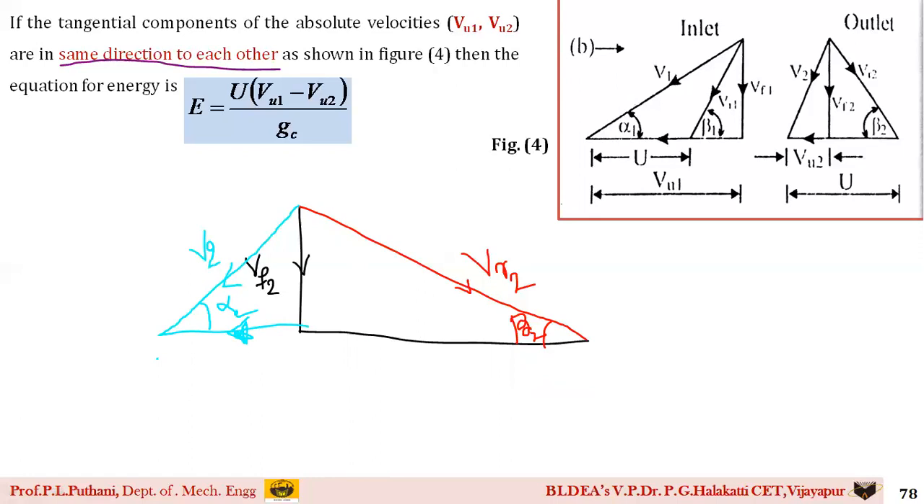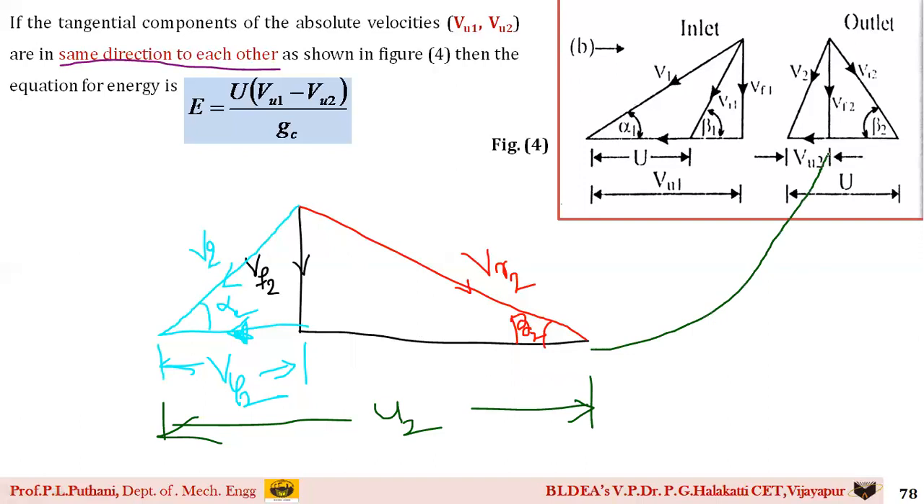From VF to V2, this will be your VU2 now. This will be your VU2. And from V2 to VR2, this is your tangential speed. This same sketch you can see here right now. This is that particular triangle. So when it turns to the other side, the tangential velocity is in this direction for the inlet, and for the outlet also it is in the same direction. So that is the case. Here the energy equation becomes (U1 VU1 minus U2 VU2) by gc.